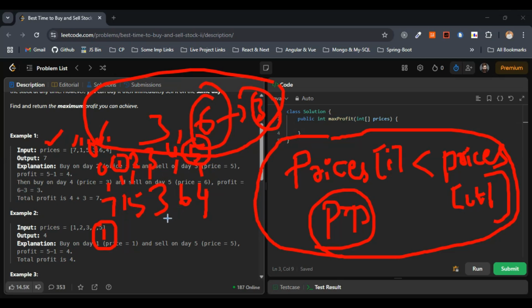Sorry, just give me a second. So this one I'm speaking of. Suppose we bought this one, we have to consider the next element, right?